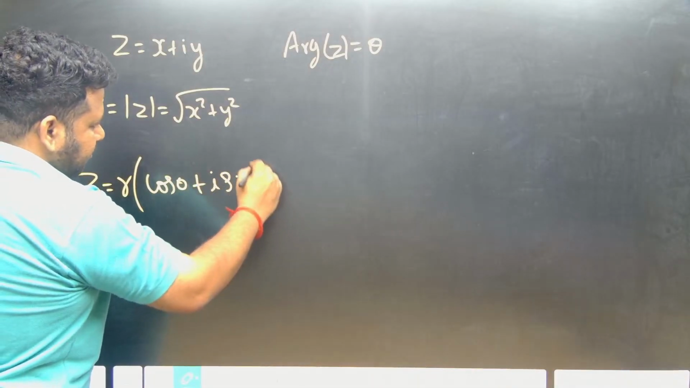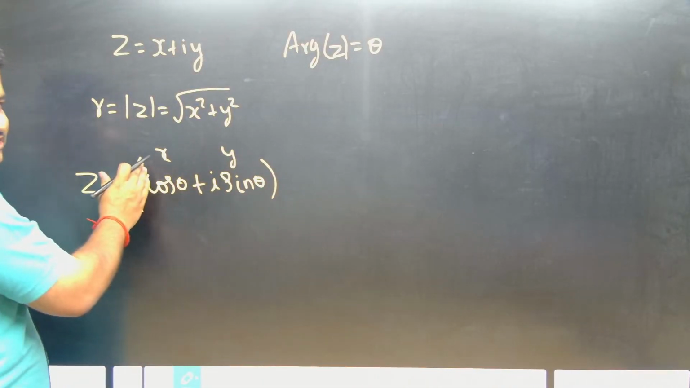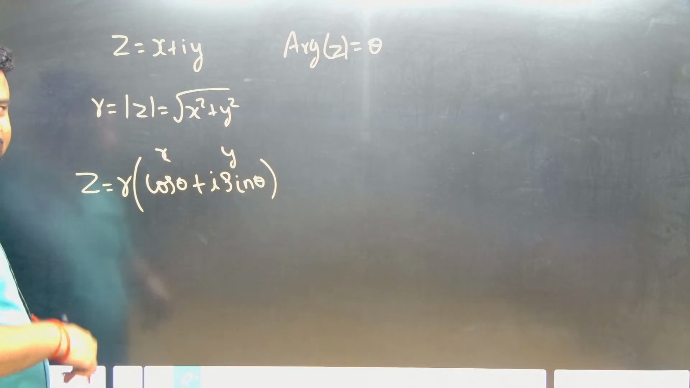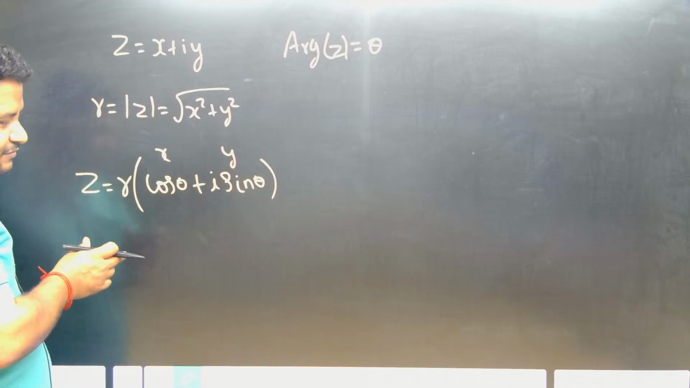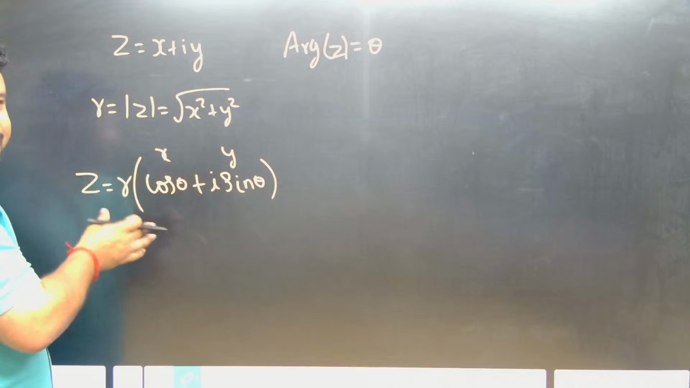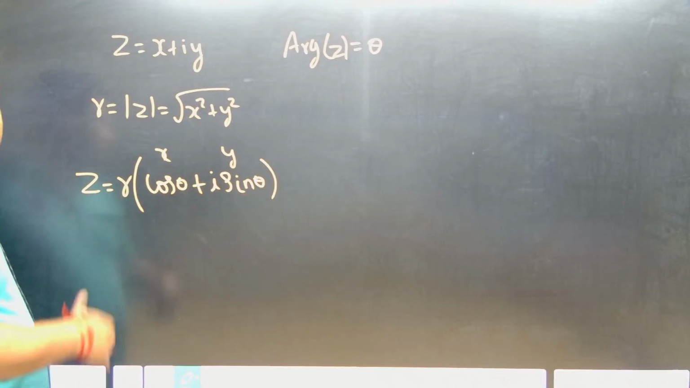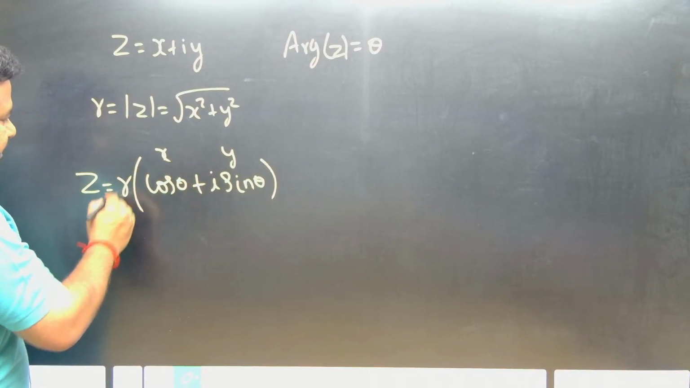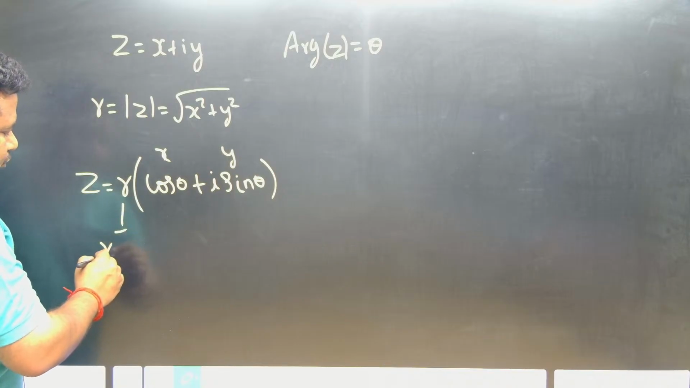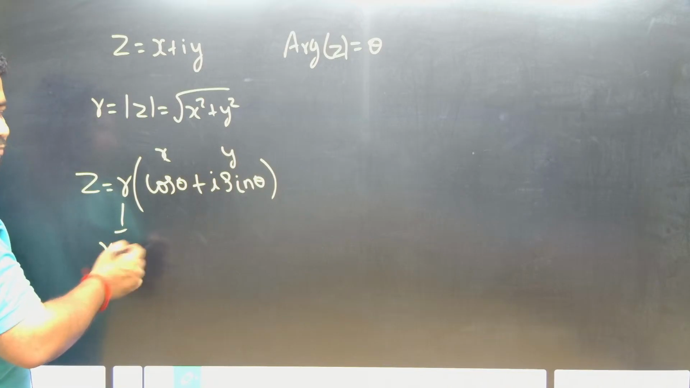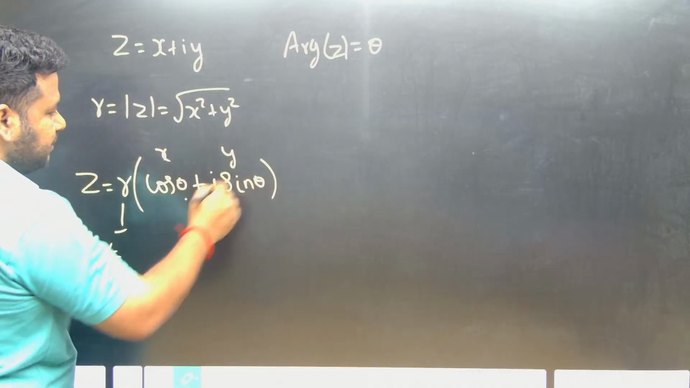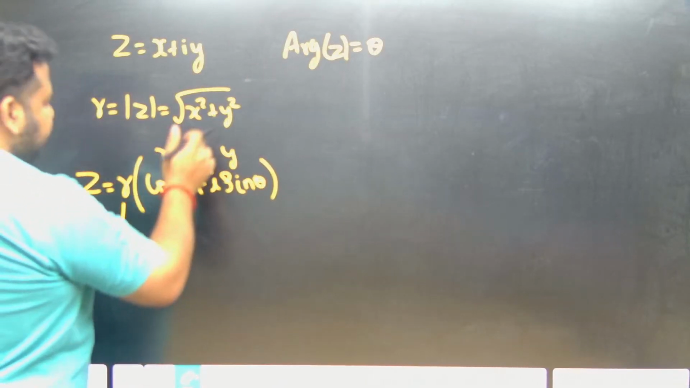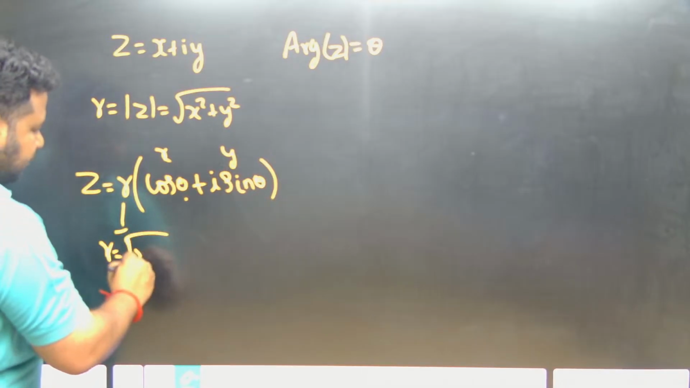Please remember, whenever we write x and y, x is representing cos theta. So the x coordinate is cos theta always, and the y coordinate is sin theta, because sin theta is the perpendicular and cos theta is the base. That's why the base comes on the x axis, x is cos theta, and the perpendicular, that is the y axis, has sin theta. Here r is the modulus, and theta is the argument or amplitude. The argument or amplitude of z is theta, and r is the modulus of the complex number. r is equal to the square root of x square plus y square.